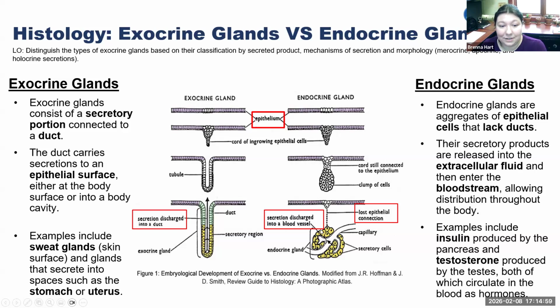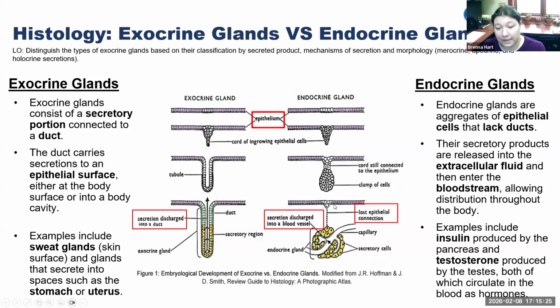So your end result is that your exocrine glands are going to have the secretory region, or the secretory portion, and the secretions are going to go through a duct and then be released out of the epithelial surface. The epithelial surface could be like the outer surface of the body, so think of like sweat glands, but it can also be into a body cavity. So sort of think of like organs, secretions going into the stomach, secretions for the uterus.